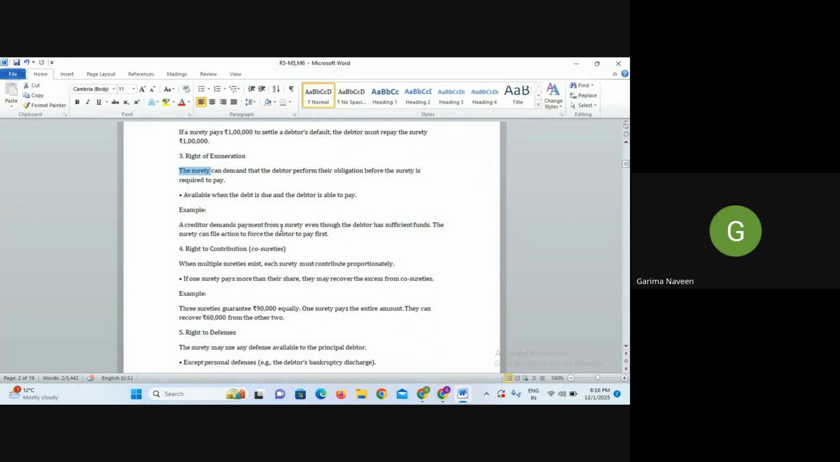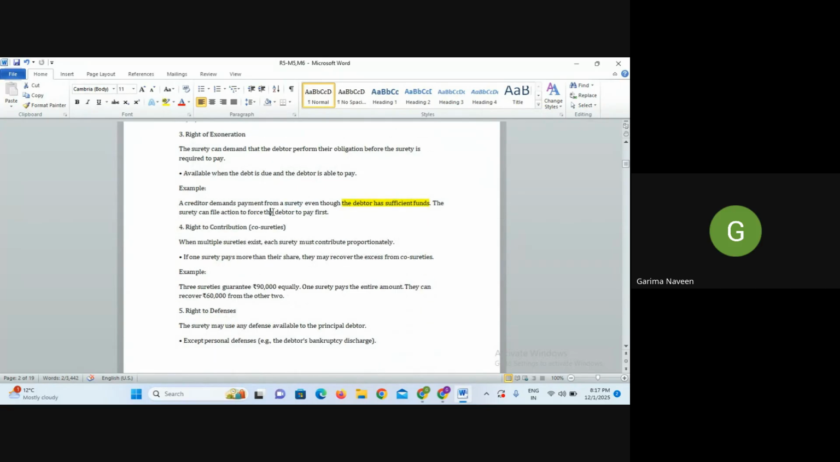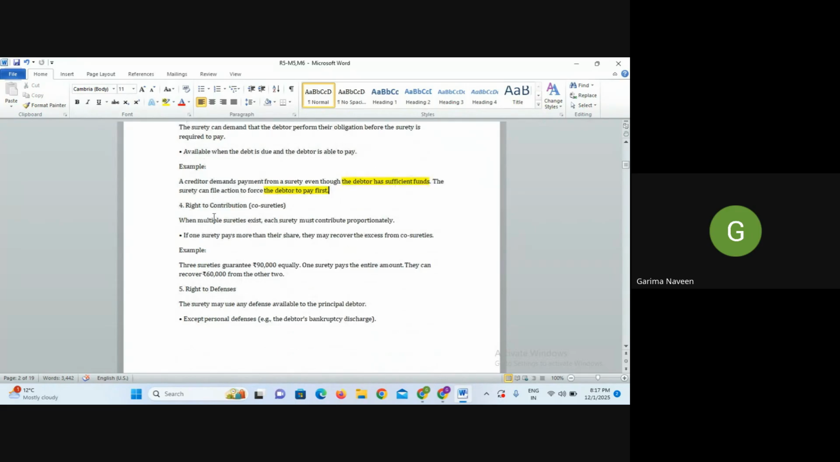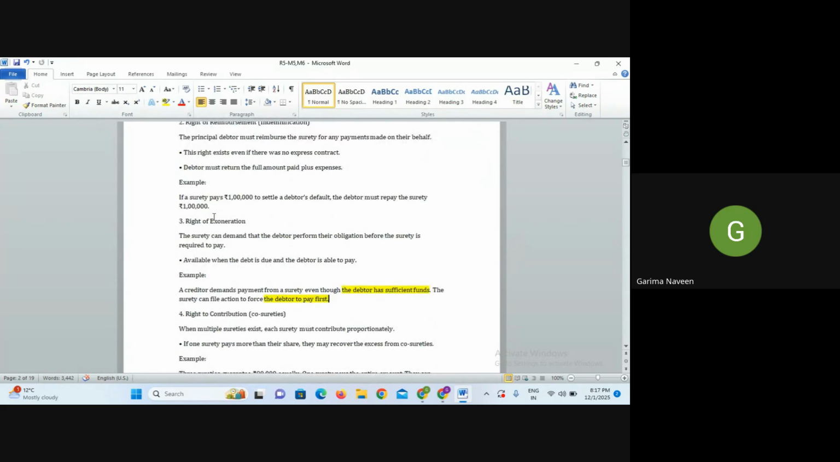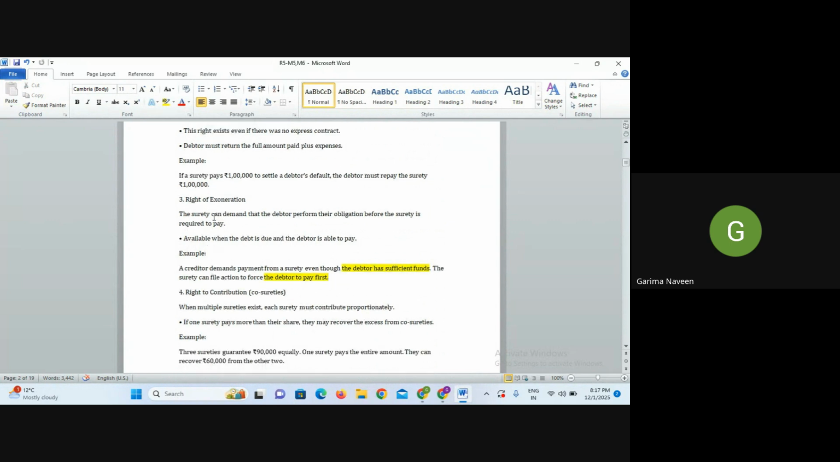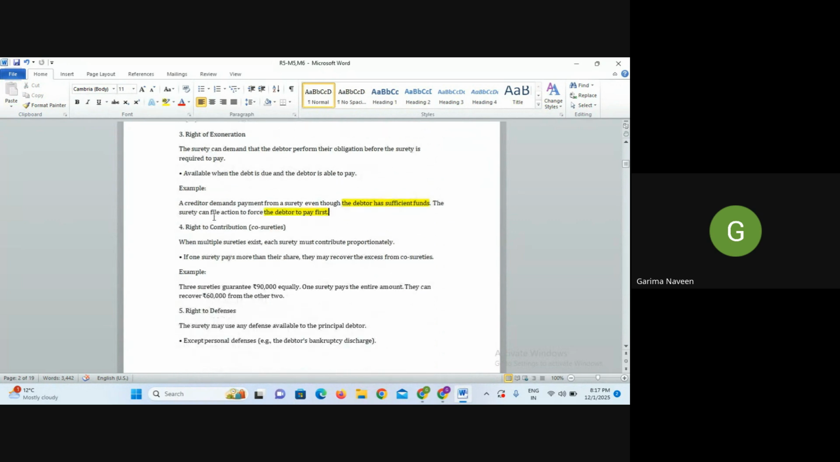Suppose a creditor demands payment from a surety even though the debtor has sufficient funds. Okay, so here the debtor has funds, but still the creditor comes to the surety. So in this case, the surety has the right that he can force the debtor to pay the amount to the creditor. Okay, is it clear? Yes.